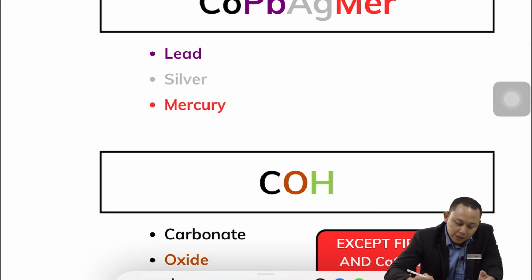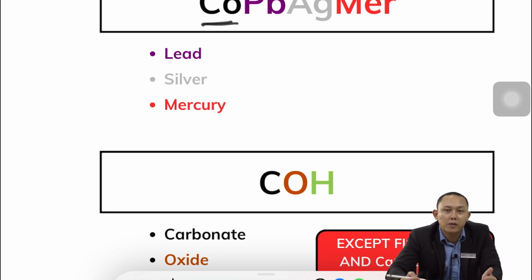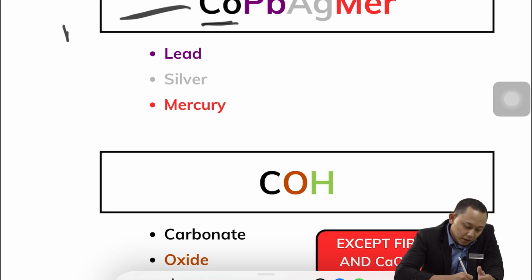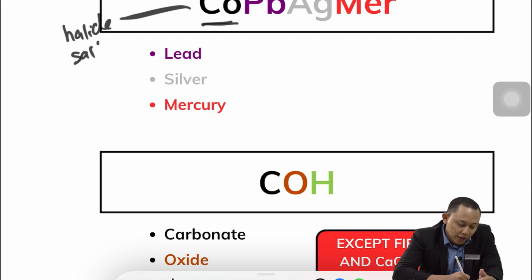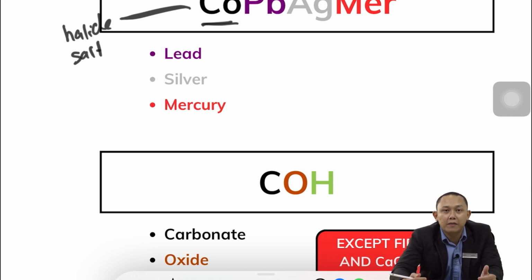Alright, so what does CO here stand for? Okay, the C here is talking about chloride, but it doesn't limit it to chloride only. It's for halide salt. When I say halide, it is a group 17 salt. Examples are iodide and bromide.